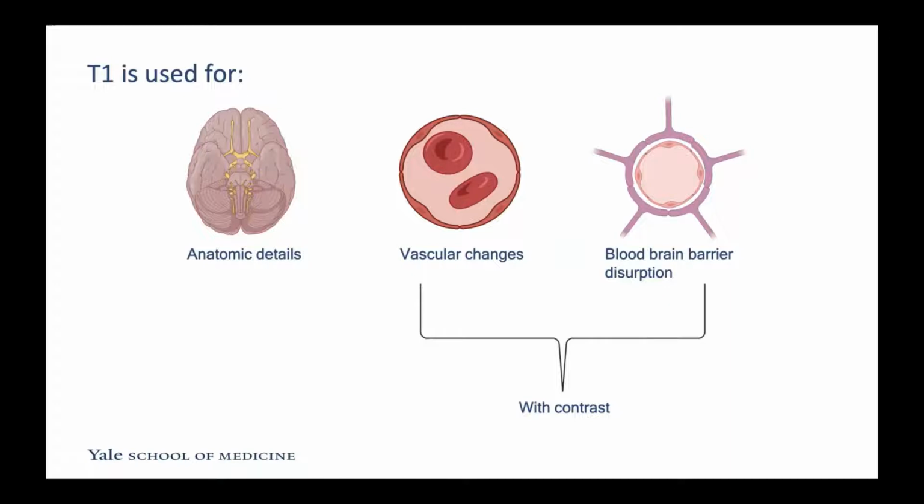So if there is a vascular change or a disruption of the blood-brain barrier, which is a barrier present between vessels and the parenchyma of the brain, so the matter of the brain, what happens is that gadolinium gets into the brain and accumulates in the brain. And we can see it as a bright signal on T1.